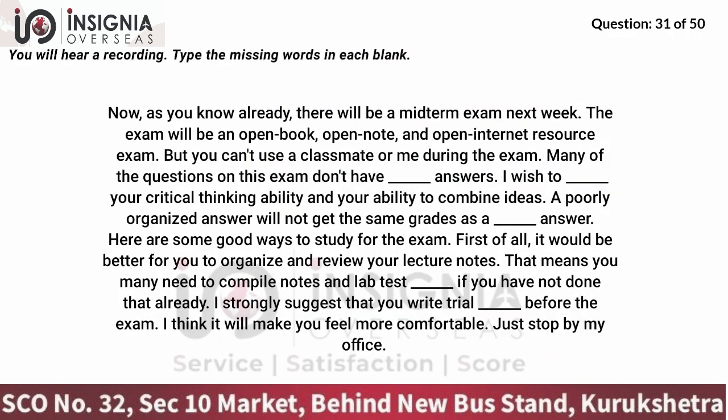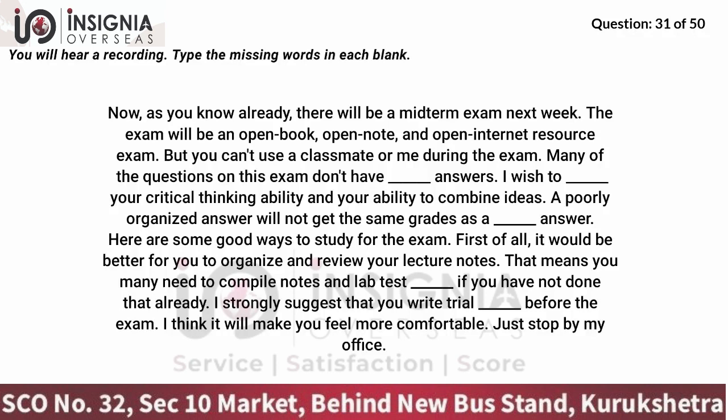Now, as you know already, there will be a midterm exam next week. The exam will be an open book, open note, and open internet resource exam. But you can't use a classmate or me during the exam. Many of the questions on this exam don't have definitive answers.